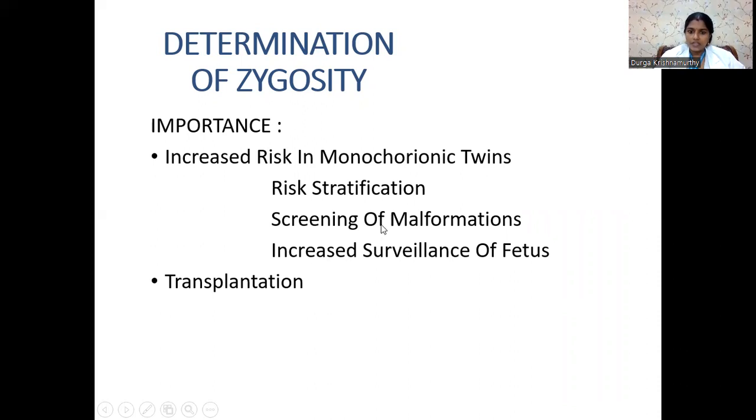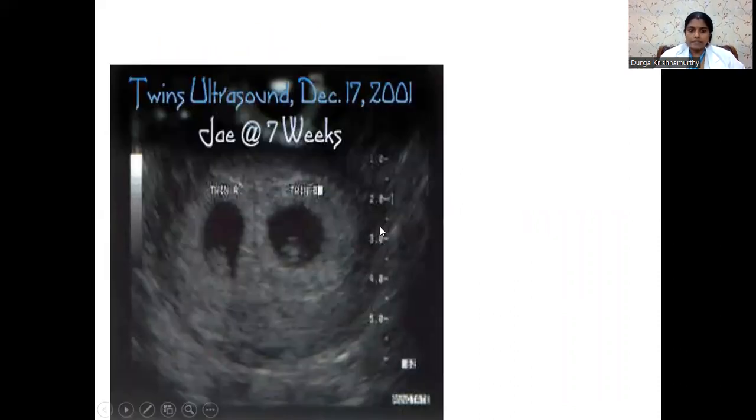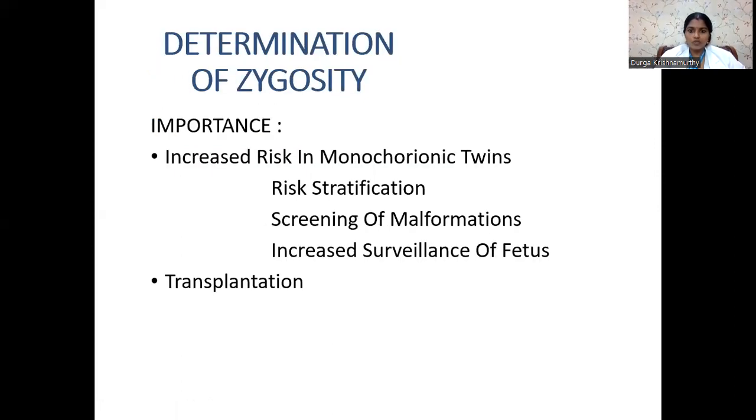There is a high incidence of malformations and screening becomes essential in monochorionic twins. There should be increased surveillance, antepartum fetal surveillance of the two babies in monochorionic twins. Then there is an increased risk of transplantations.